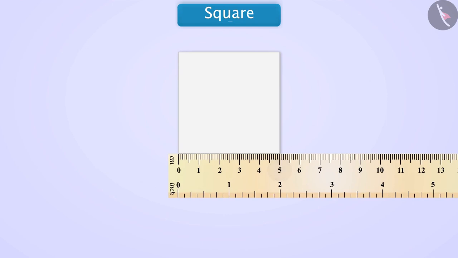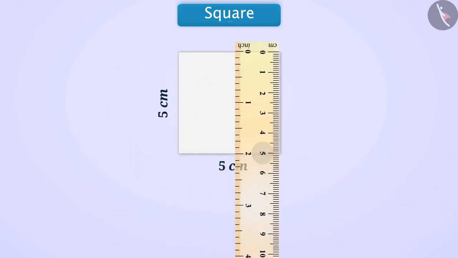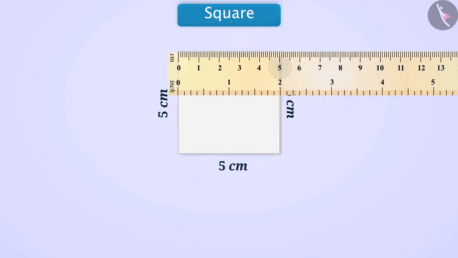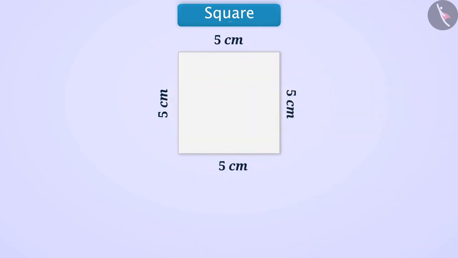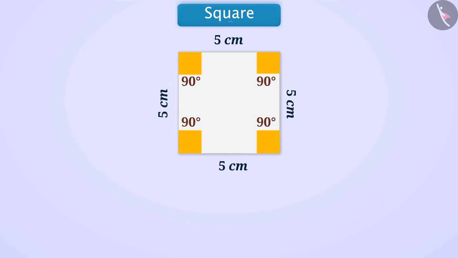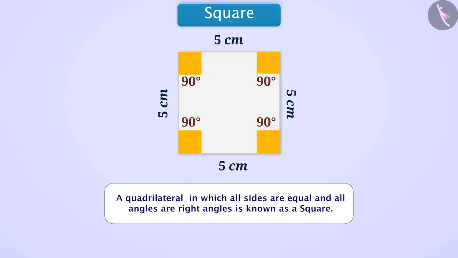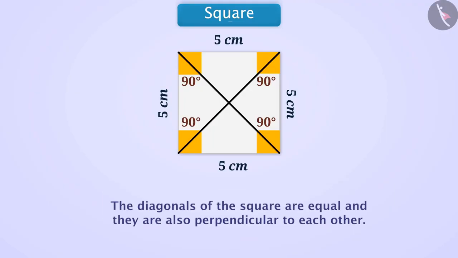Take a ruler and measure the length of all its sides. Is the length of all sides equal? Yes, the length of all sides is equal. Similarly, with the help of a protractor, if we measure each angle, then each will be of 90 degree, means a right angle. Such a quadrilateral in which all sides are equal and all angles are right angles is known as a square. If we measure its diagonals, then these are equal and are perpendicular to each other, means cut each other at 90 degree.